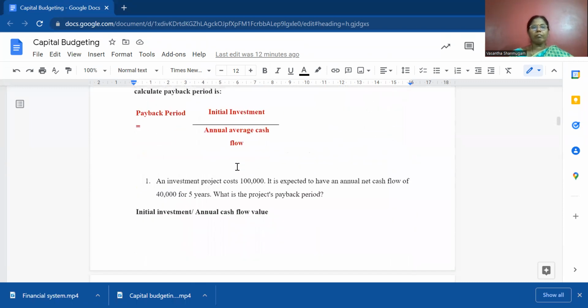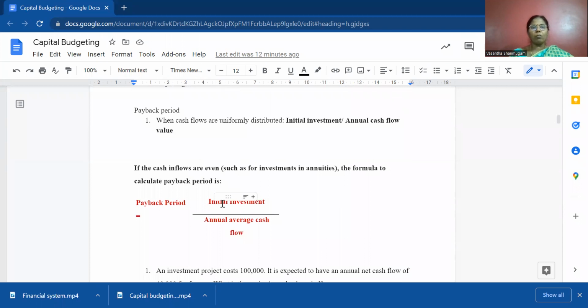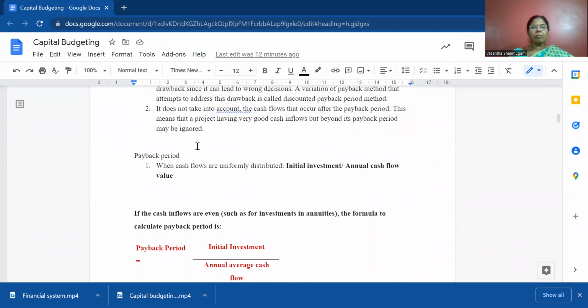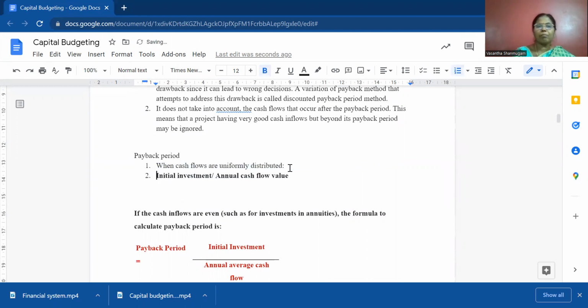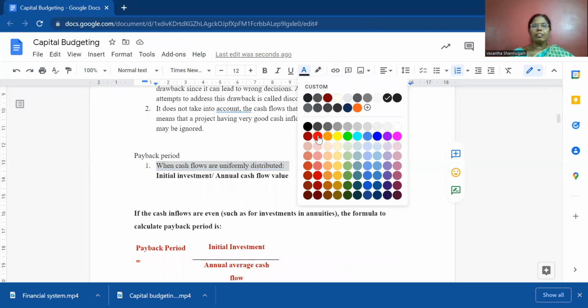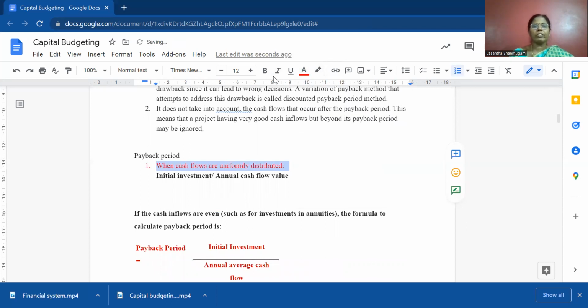Here you see, this is the formula for the payback period method. This is the condition: when cash inflows are uniformly distributed, this is the formula. Please see that when the firm has cash inflows that are uniformly distributed, what is the meaning of it?